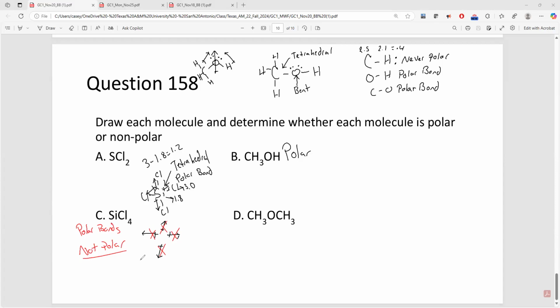So this is what you need to watch out for. It's not sufficient if you have polar bonds. You have to look at the geometry of the molecule and where the electrons are flowing.